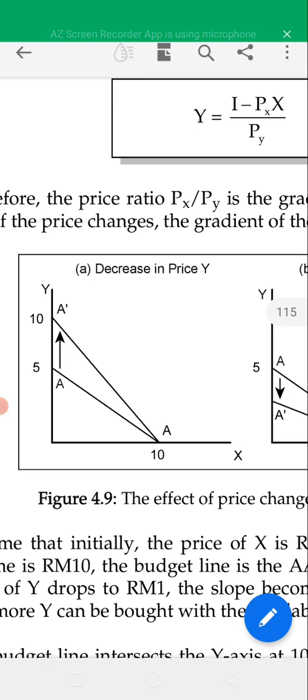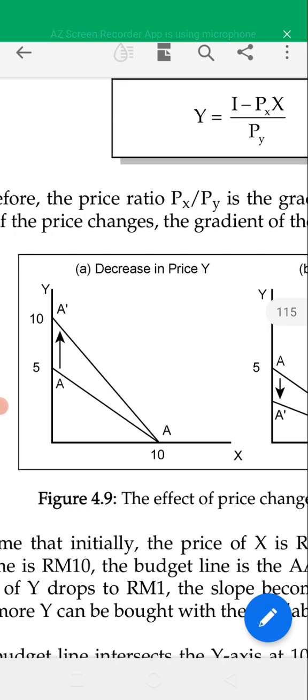So here you can see the budget line AA, okay, where there's a 5 there. You can see that's capital letter A and that's capital letter A. So that's budget line AA. That's how you label the budget line. So you'd say the budget line AA is the initial budget line.